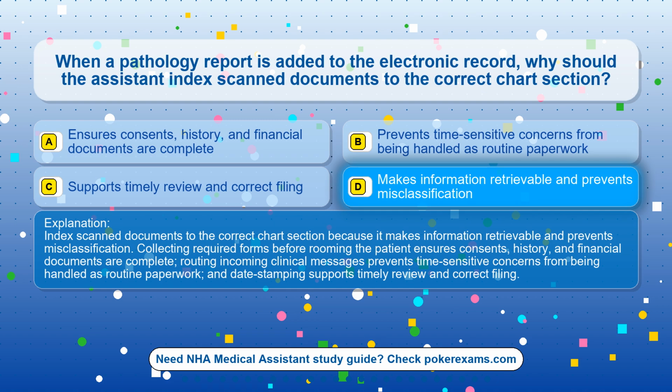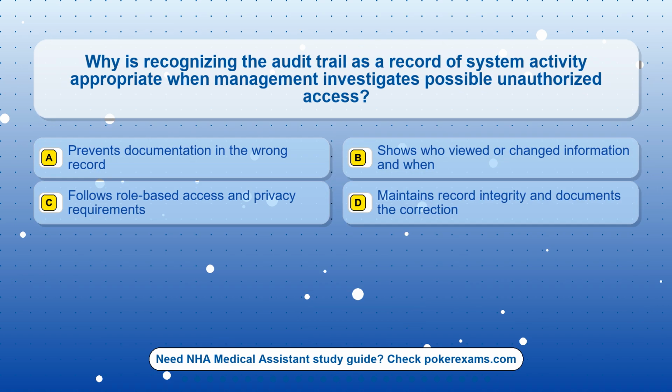Question 12. Why is recognizing the audit trail as a record of system activity appropriate when management investigates possible unauthorized access? Option A. Prevents documentation in the wrong record. Option B. Shows who viewed or changed information and when. Option C. Follows role-based access and privacy requirements. Option D. Maintains record integrity and documents the correction.